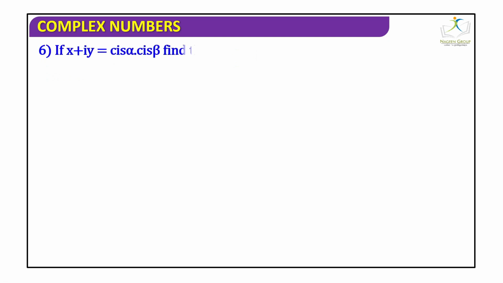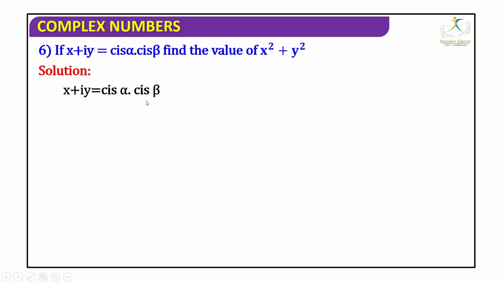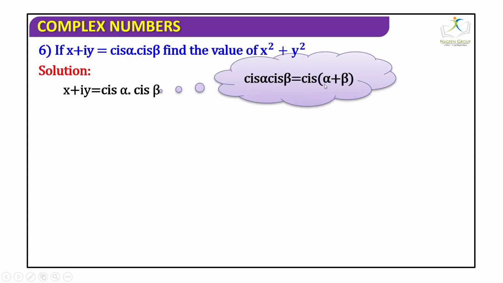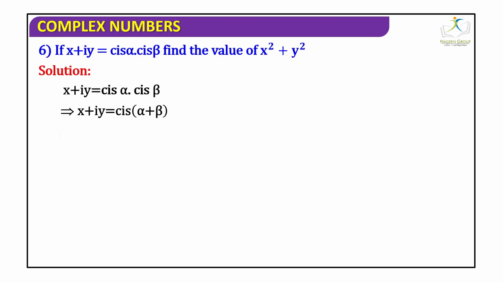Next question, question number 6. If x plus iota y is equal to cis alpha into cis beta, the value of x plus iota y is given as cis alpha into cis beta, then find the value of x square plus y square. So from this we have x plus iota y equal to cis alpha cis beta, and cis alpha into cis beta is equal to cis of alpha plus beta. We know this property, right? So this will be cis of alpha plus beta.